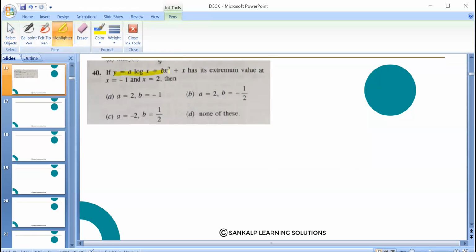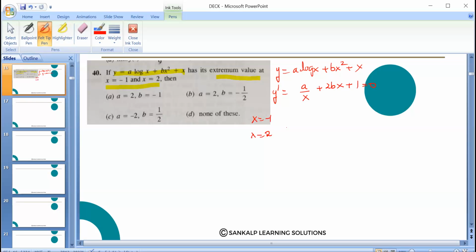If y is a log x plus bx square plus x has extremum value at x equal to minus 1 and 2. So you are taking y as a log x plus bx square plus x. Y dash will be a by x plus 2bx plus 1. So when you set it equal to 0, you will get x equal to minus 1 and x equal to 2.